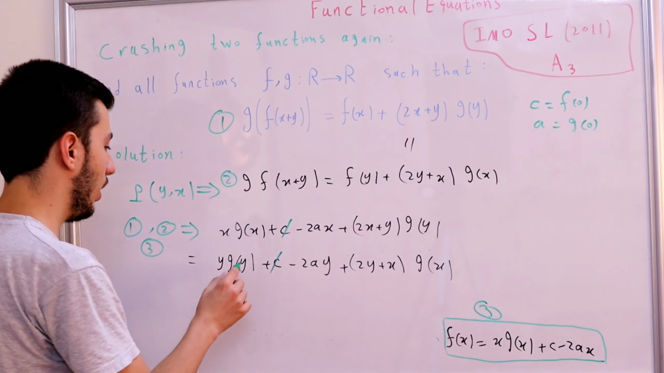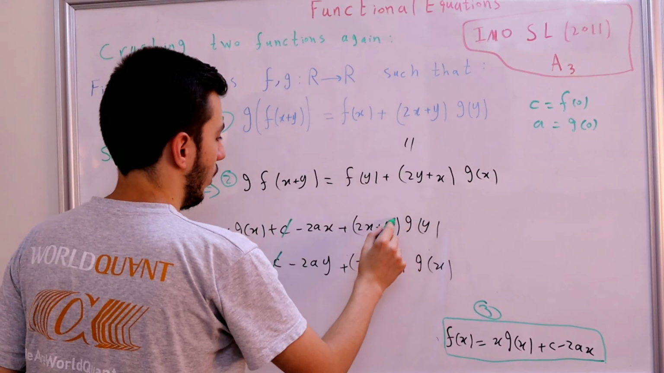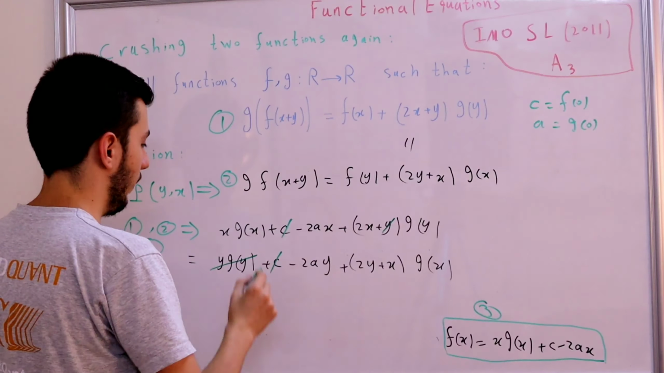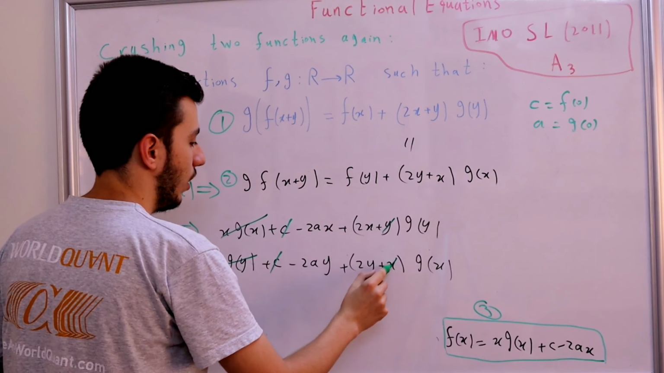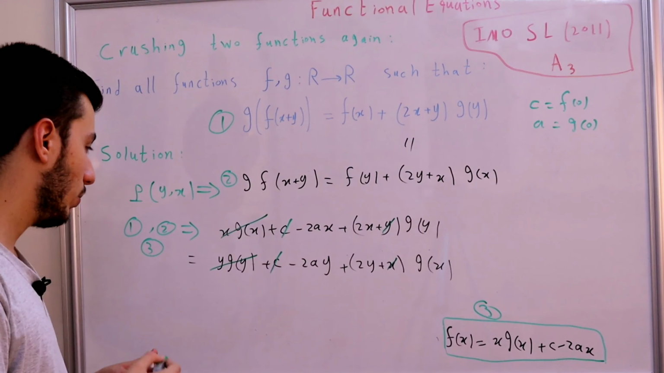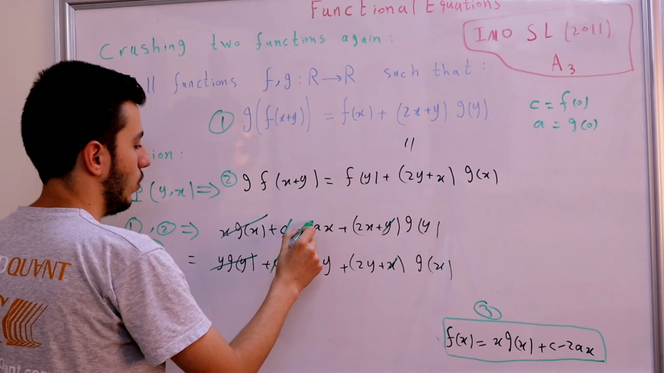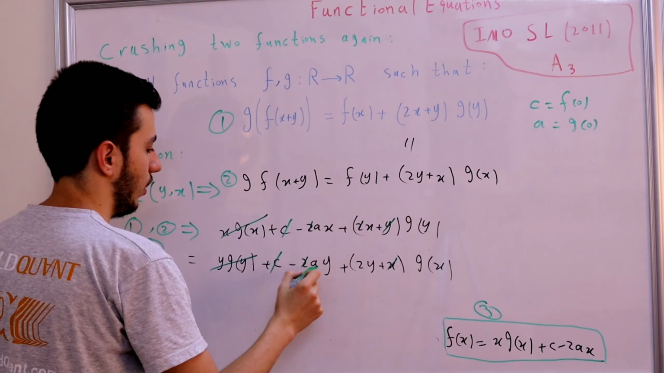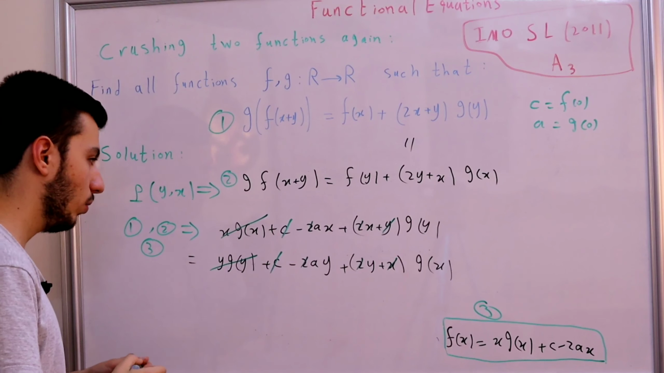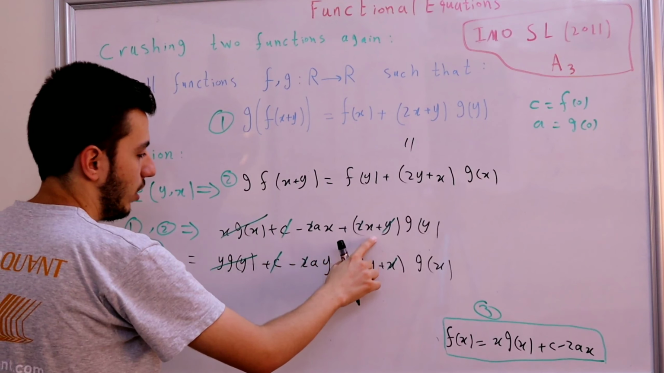So actually here I have y g(y), and here I have y g(y), and here I have x g(x), and here I have x g(x). Okay, so that is great. So now actually I can even cancel this 2. I can divide by 2, and now I simply have the following very nice and easy functional equation.